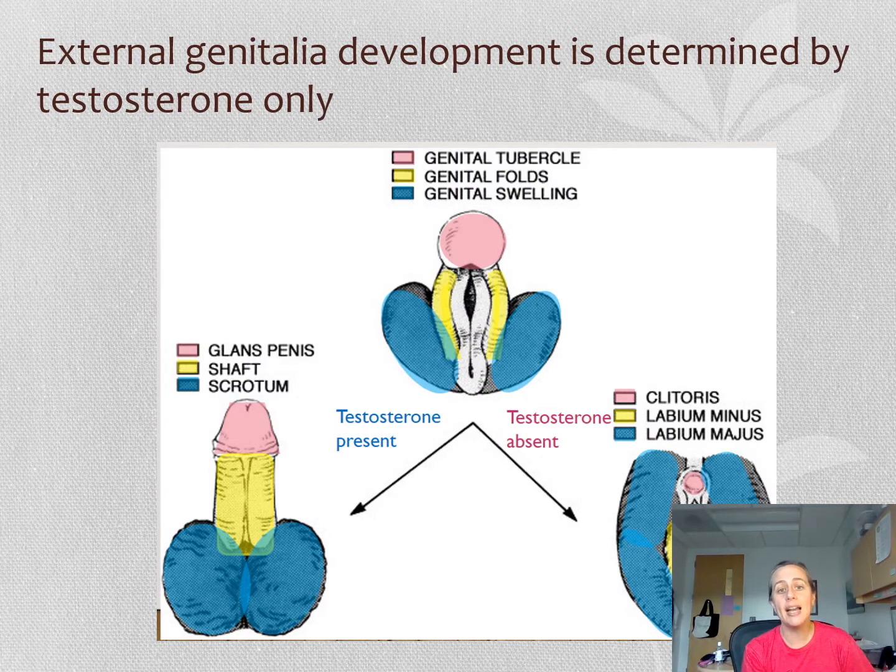When it comes to the external genitalia, it's all about whether testosterone is present or not, right? So for the external genitalia, you only need to know about one hormone, and that's testosterone. If it's present, you're going to masculinize. If it's not, you're going to feminize.